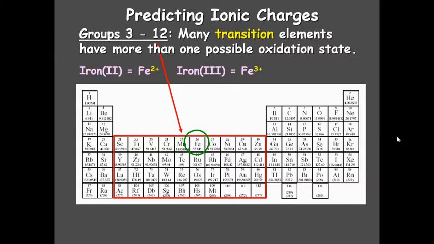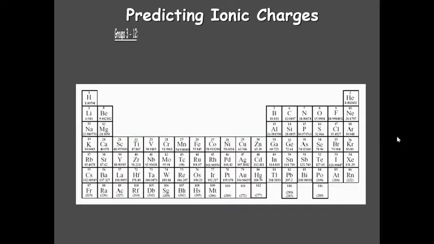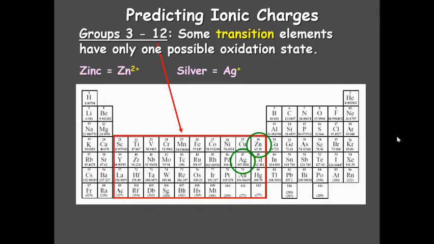In the transition metals, most of them have more than one oxidation state, meaning they can have different charges depending on what they're paired with. But some of them, like silver and zinc, only exist as one oxidation state. Zinc will always be a +2, and silver will always be a +1. This was also on the VIP, by the way.